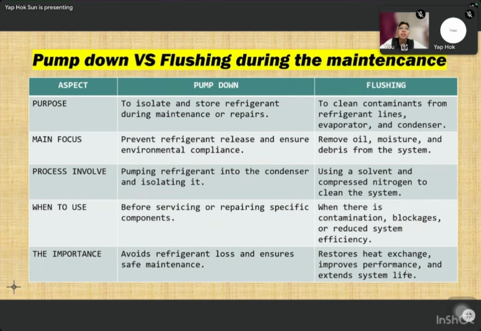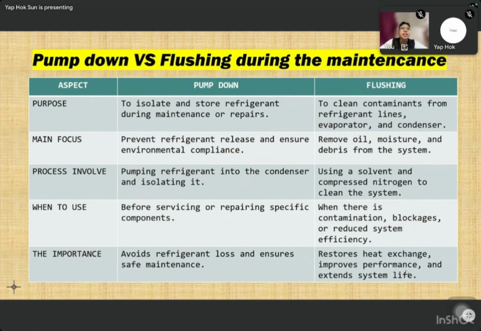For pump down, the purpose is to isolate and store refrigerant during maintenance. Our aim is not to let the refrigerant escape from the unit, because the refrigerant might be harmful to our ozone layer. The main focus is to prevent refrigerant release and ensure environmental compliance. The process involved in pump down is pumping the refrigerant into the condenser and isolating it. So we will have another condenser, which is an external one, and we'll put the refrigerant temporarily in the condenser.